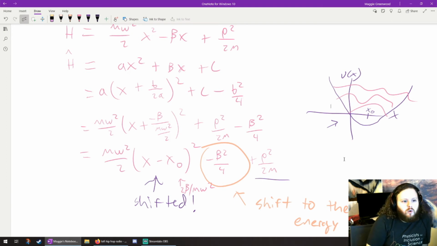Wait, that's the ground state energy or the wave function? Where? Neither is up here.